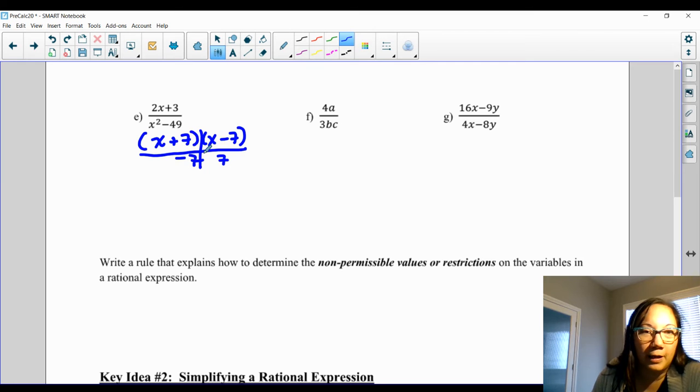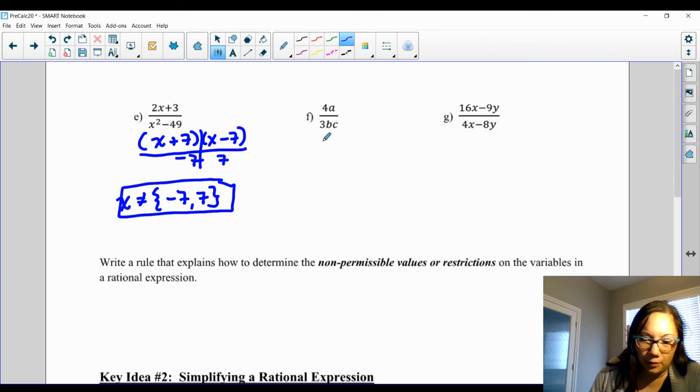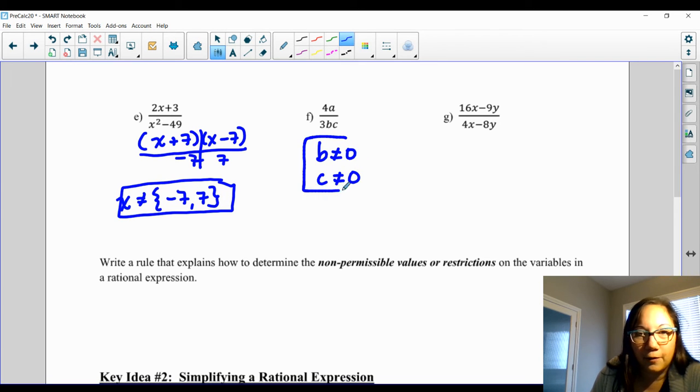Or pardon me, ignoring my numerators. It's only the denominators that are giving us our non-permissible values. So x can't equal negative 7 or 7. Here we have 2 restrictions, but basically B can't be 0 and C can't be 0. So the 2 restrictions refer to the 2 different variables, but if either one of those is 0, it would eliminate the entire denominator. Here we have 4x minus 8y.